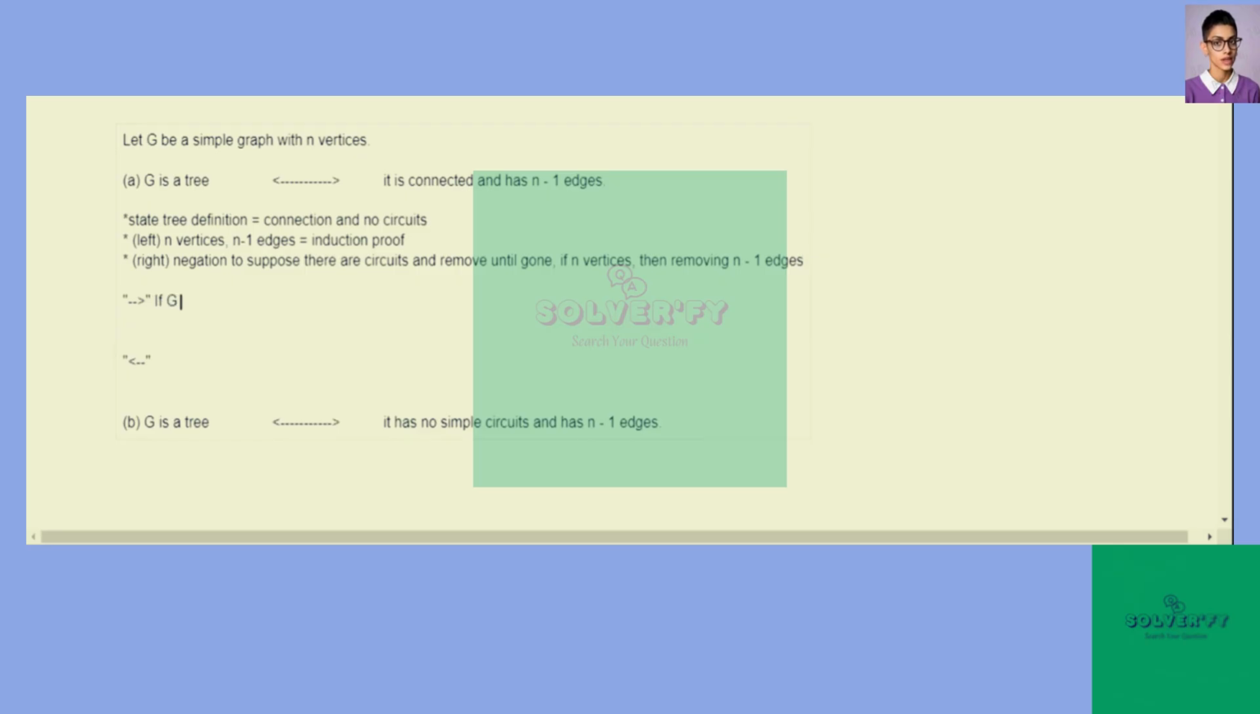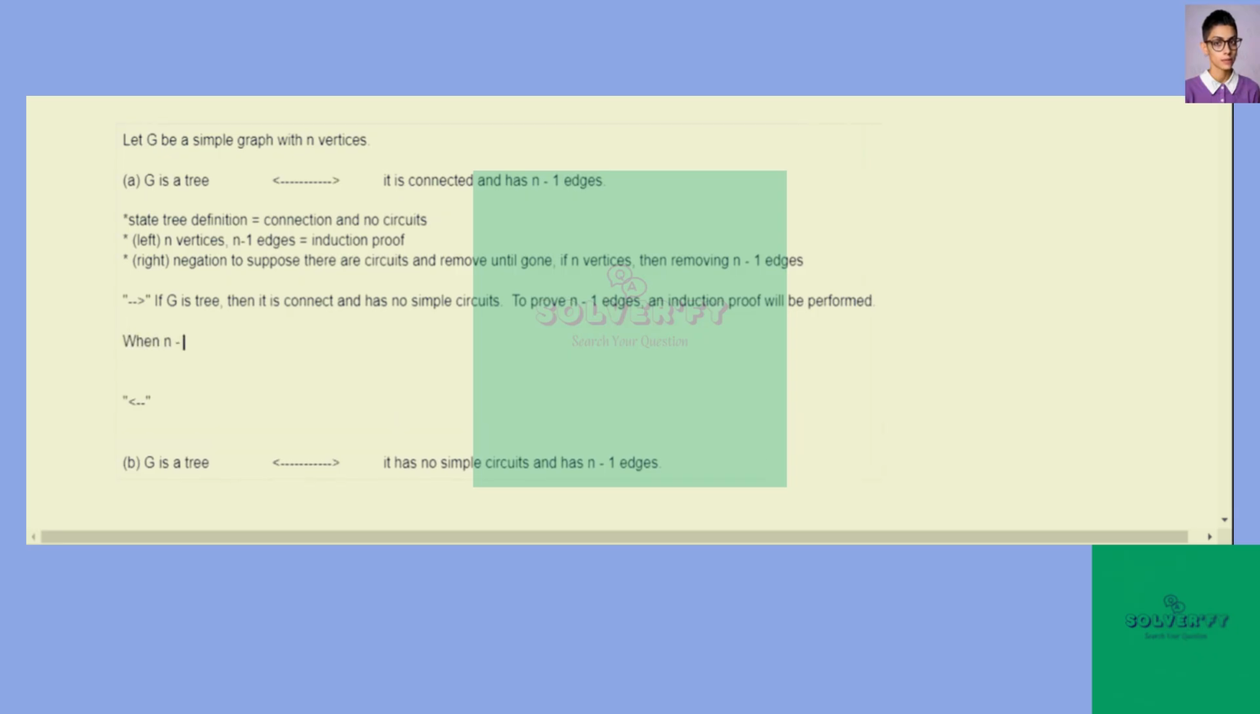So going for the left direction, again, I'm going to state my tree definition. If G is a tree, then it is connected and has no simple circuits. So then I want to talk about how it's going to be an induction proof. When n equals 1, then there is one vertex and no edges. So n minus 1 is going to be 1 minus 1, which is going to be 0.